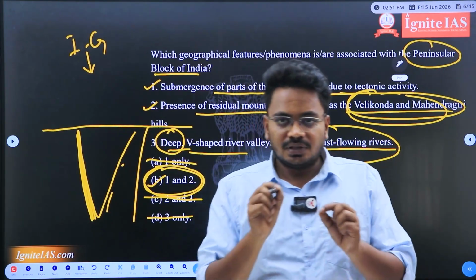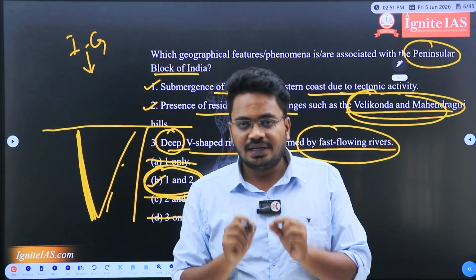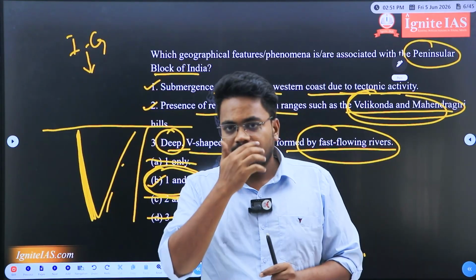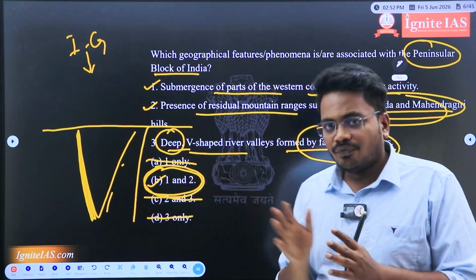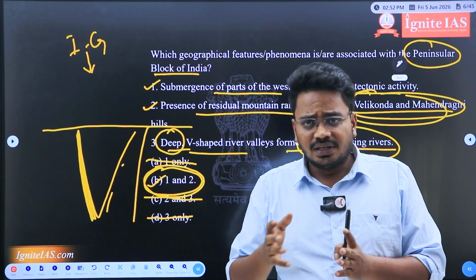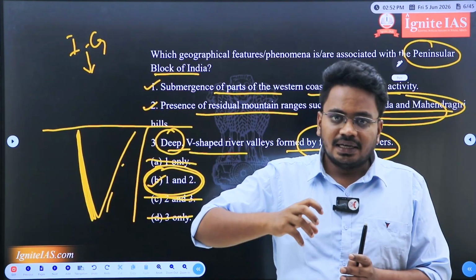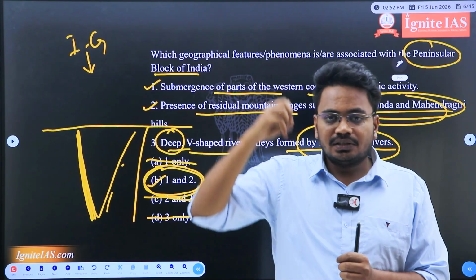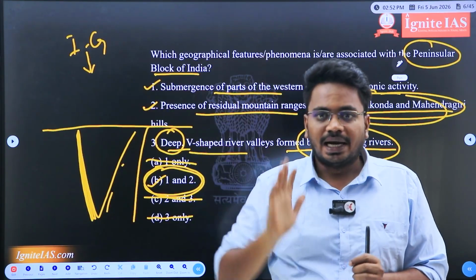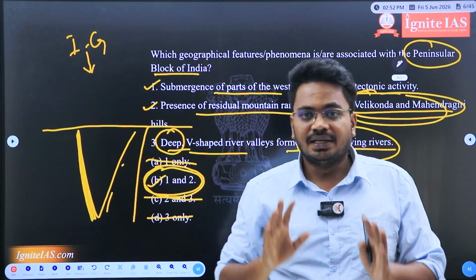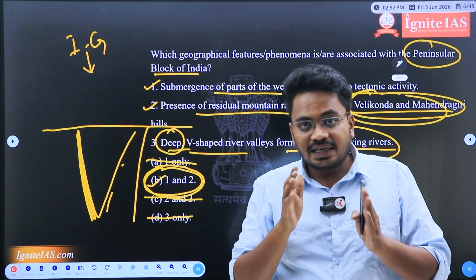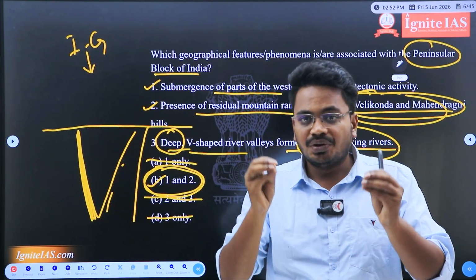So this is the thing which he asked in statement number 3. Now the point is, V-shaped valleys or deep valleys are generally seen in the areas where the water is flowing from a particular height. That means the slope of that particular area should be very high, or else we can say the gradient of that particular area should be very high.